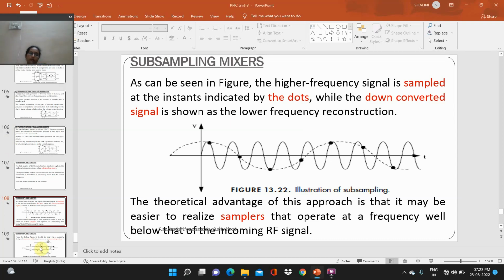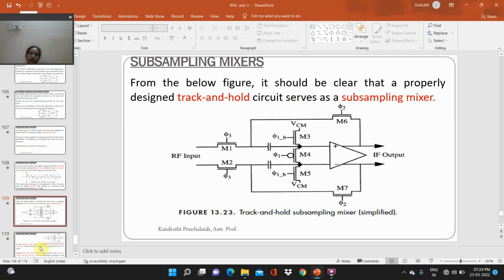Next, from the below figure, it should be clear that a properly designed track and hold circuit serves as a subsampling mixer. So, track and hold mixers.